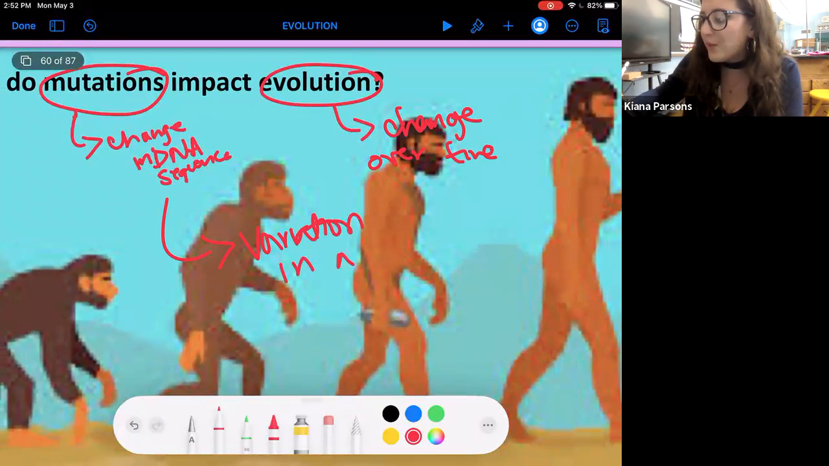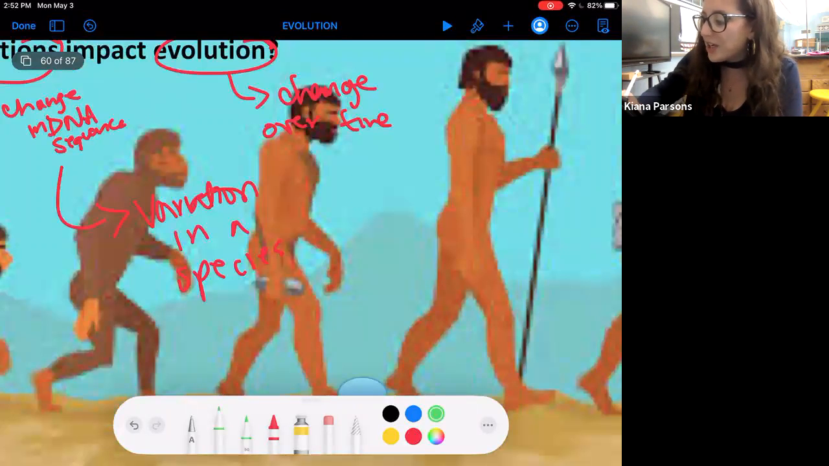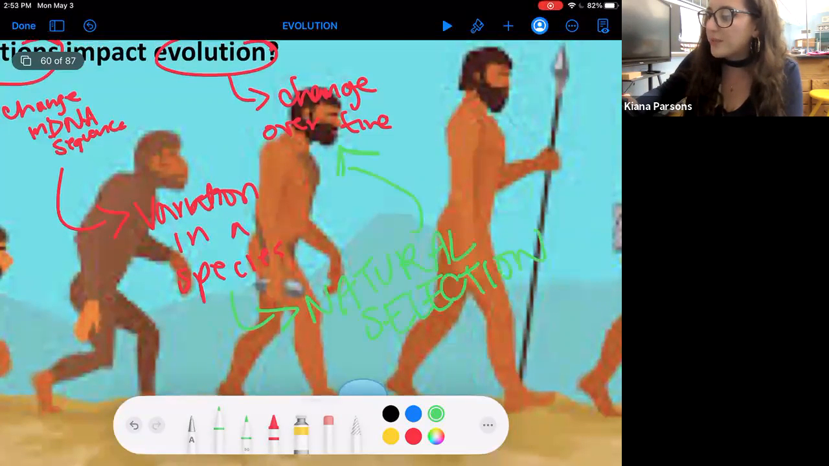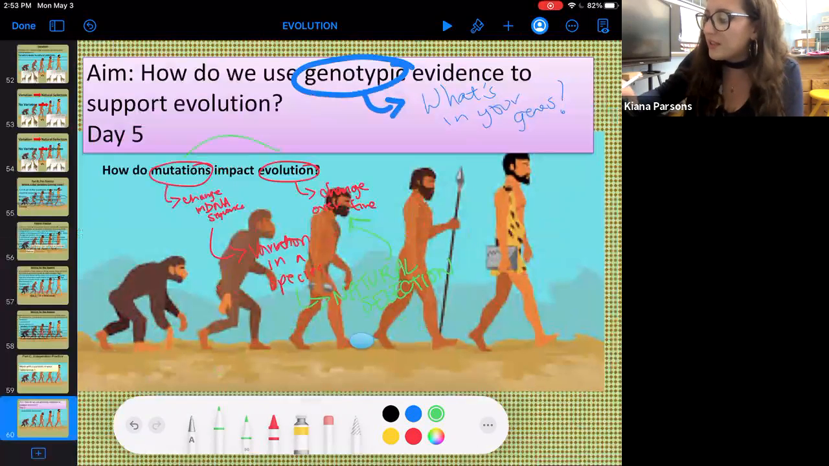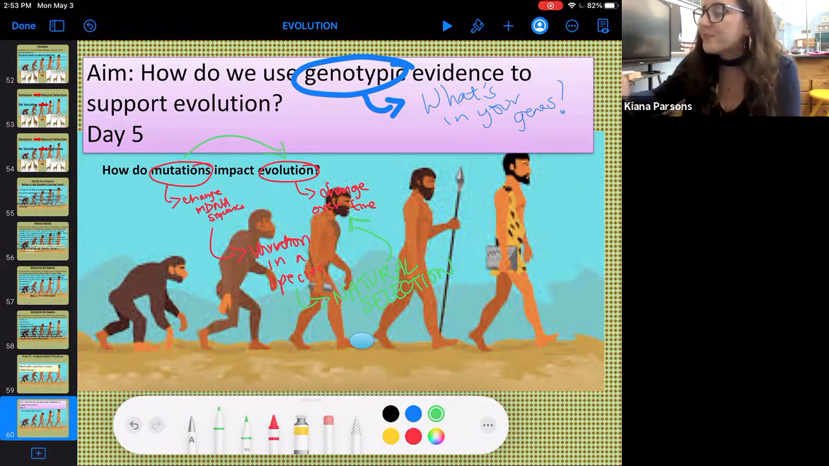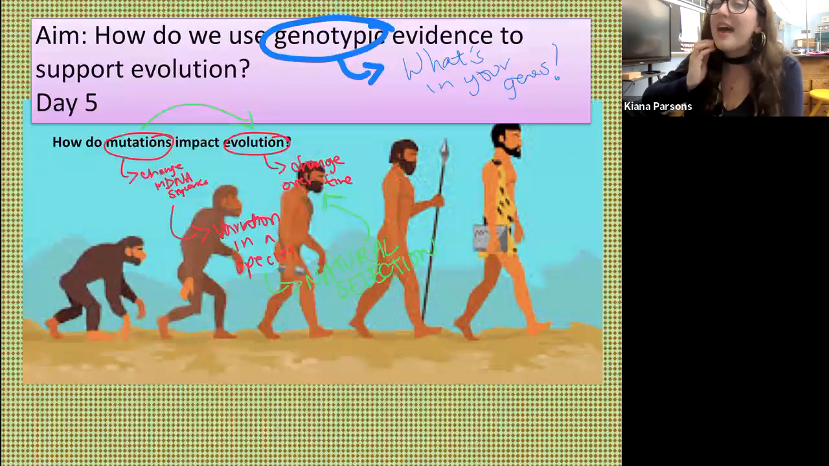And then within a species, there being variation leads to natural selection, right? Selecting for the best trait for that given environment, and then natural selection leads us to evolution. So mutations lead to evolution by causing changes in the DNA sequence that can ultimately lead to change over time, aka evolution. So okay, let's continue.